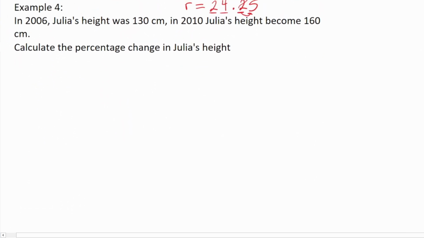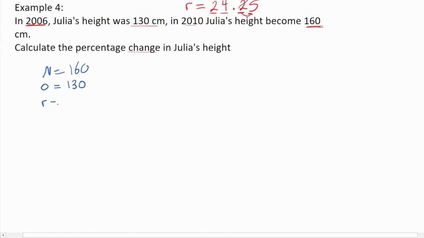Okay, example 4. In 2006, Julia's height was 130 centimeters. In 2010, Julia's height became 160. When you're dealing with years like this, you can easily tell what's old and what's new. The older one is 130 in 2006, and the newer one is 160 in 2010. Okay? Calculate the percentage change in Julia's height. Okay, so as we can see, we know that the new height is 160. We know that the old height is 130. And we know that r is unknown. This is what we want to find because he wants the percentage change.